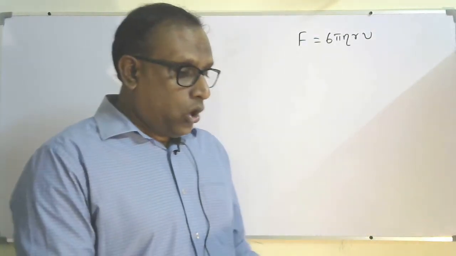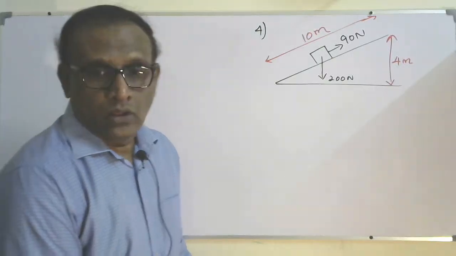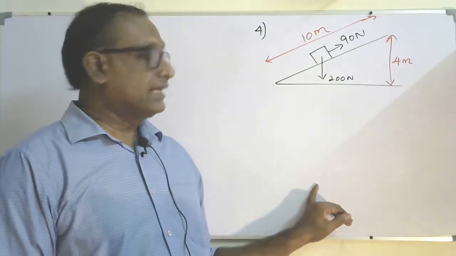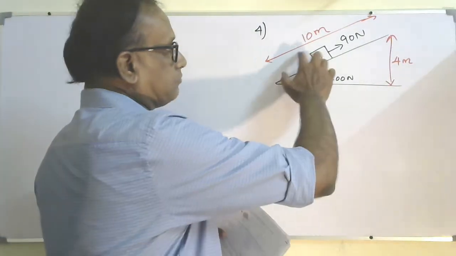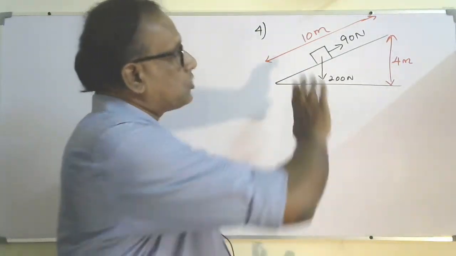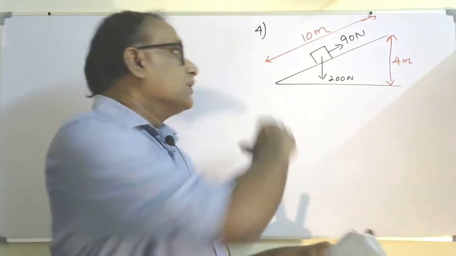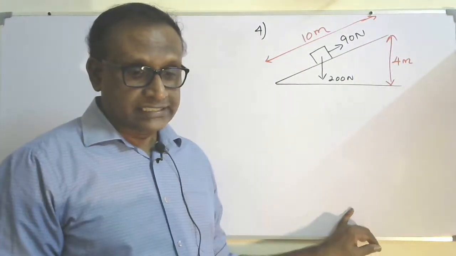Okay, question number 4. For the fourth question, this diagram is given and someone is pushing a box on an inclined plane. The person is drawn there. So we assume there's no friction, right?